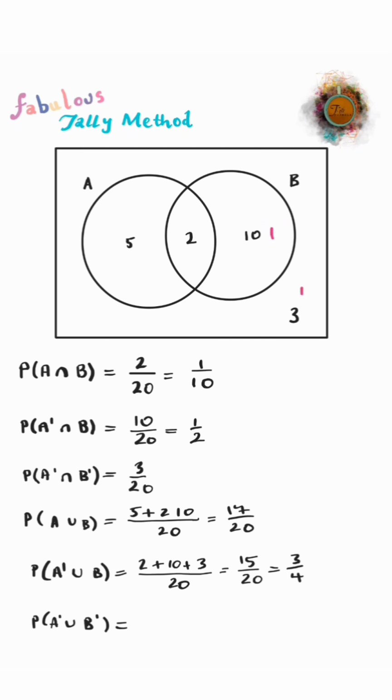Last one. Firstly, identify the region which is not A. Now identify the region which is not B. All of those will count. Let's turn that into a probability. We would get this sum, which will become 18 over 20, which will eventually become 9 over 10.